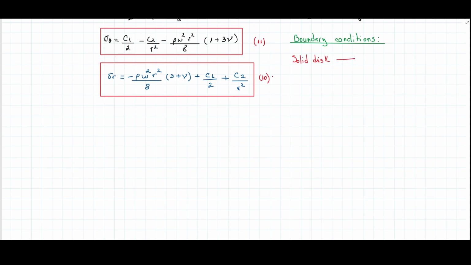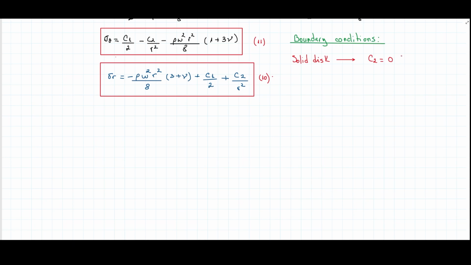So the first kind of boundary condition is this: imagine that we are evaluating the radial stress or the circumferential stress at the center of the solid disk, meaning that the radius is 0. That would create an indetermination in this term, the constant C2 divided by the square of the radius, because if you have 0, it creates an indetermination. So the first boundary condition is that C2 is going to be equal to 0, because you cannot have it any other way.